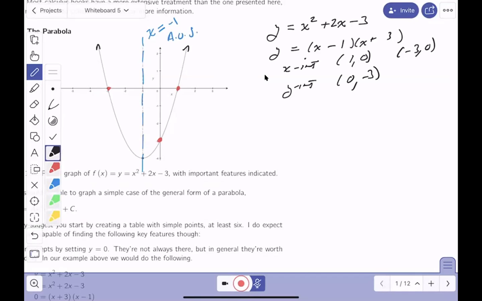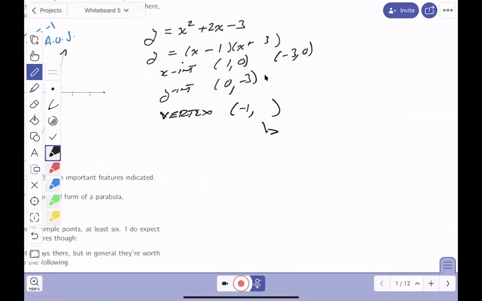And then what they say, the vertex must lie on the axis of symmetry. So if the vertex lies on the axis of symmetry, what do I know about the vertex? I know just one thing: the x is minus 1. Now, how do you figure the y out? You've got to plug it in, I guess.